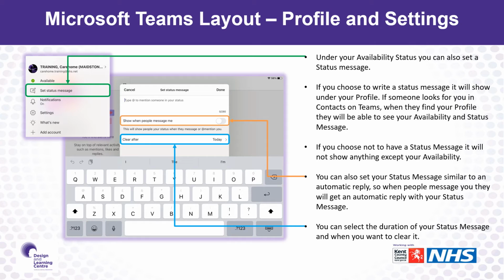The next menu option allows you to set a status message. If you choose to write a status message, this will be displayed under your profile. If someone looks for you in contacts on MS Teams, they will be able to see your availability and status message. If you choose not to have a status message, it will not show anything except your availability. You can also set your status message similarly to an automatic reply, so when people message you, they will get an automatic reply with your status message, and you can set the duration for this message too.